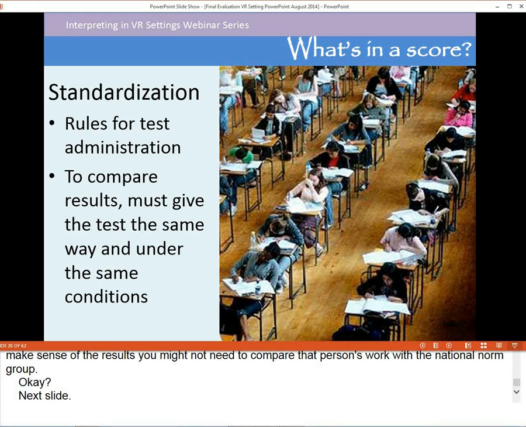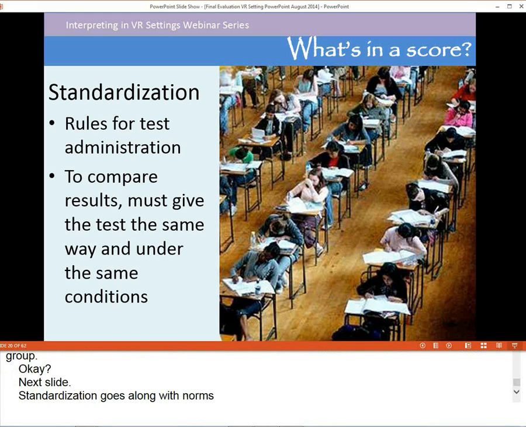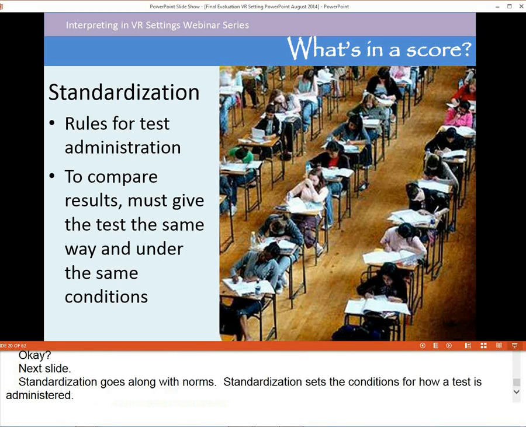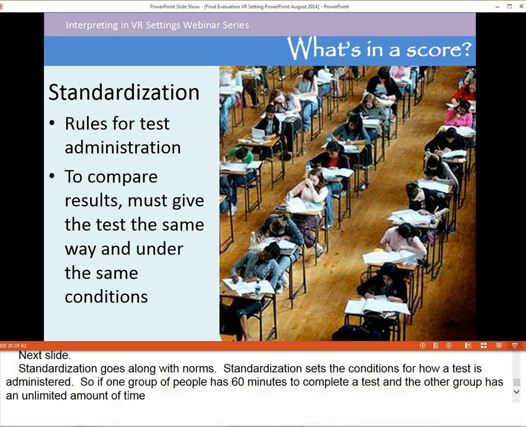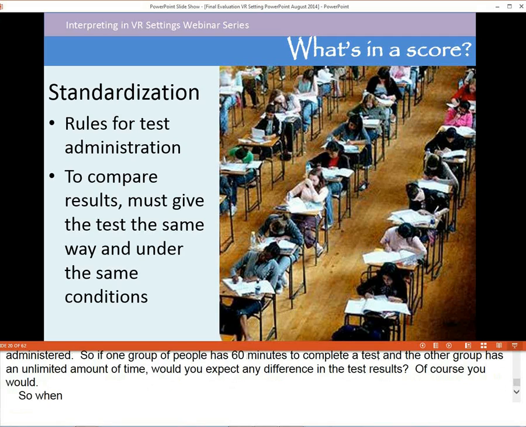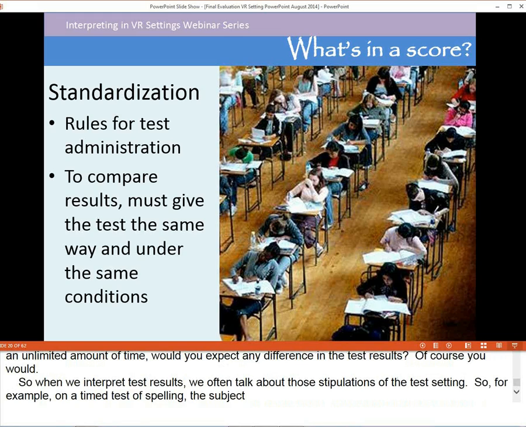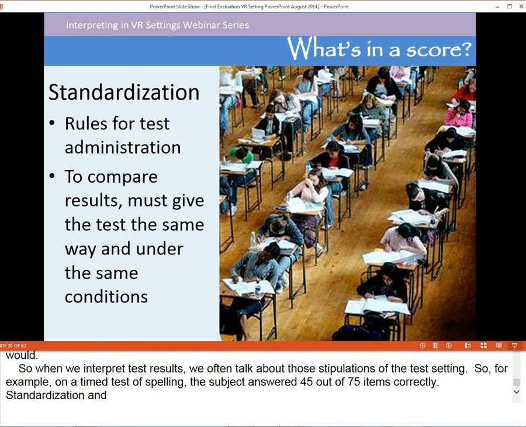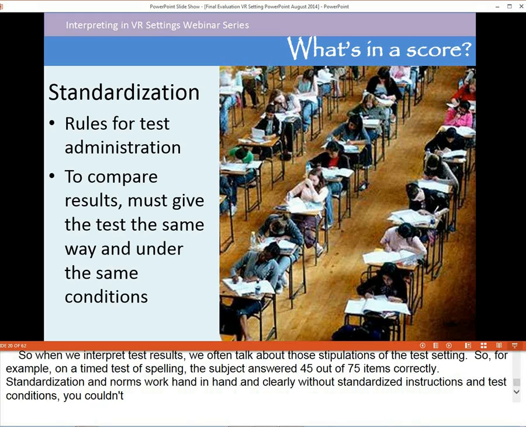Standardization goes along with norms. Standardization sets the conditions for how a test is administered. So if one group of people has 60 minutes to complete a test and the other group has an unlimited amount of time, would you expect any difference in the test results? Of course you would. So when we interpret test results, we often talk about those stipulations of the test setting. So for example, on a timed test of spelling, the subject answered 45 out of 75 items correctly. Standardization and norms work hand in hand, and clearly without standardized instructions and test conditions, you couldn't compare how one person does, what their results are, with the results of other people.